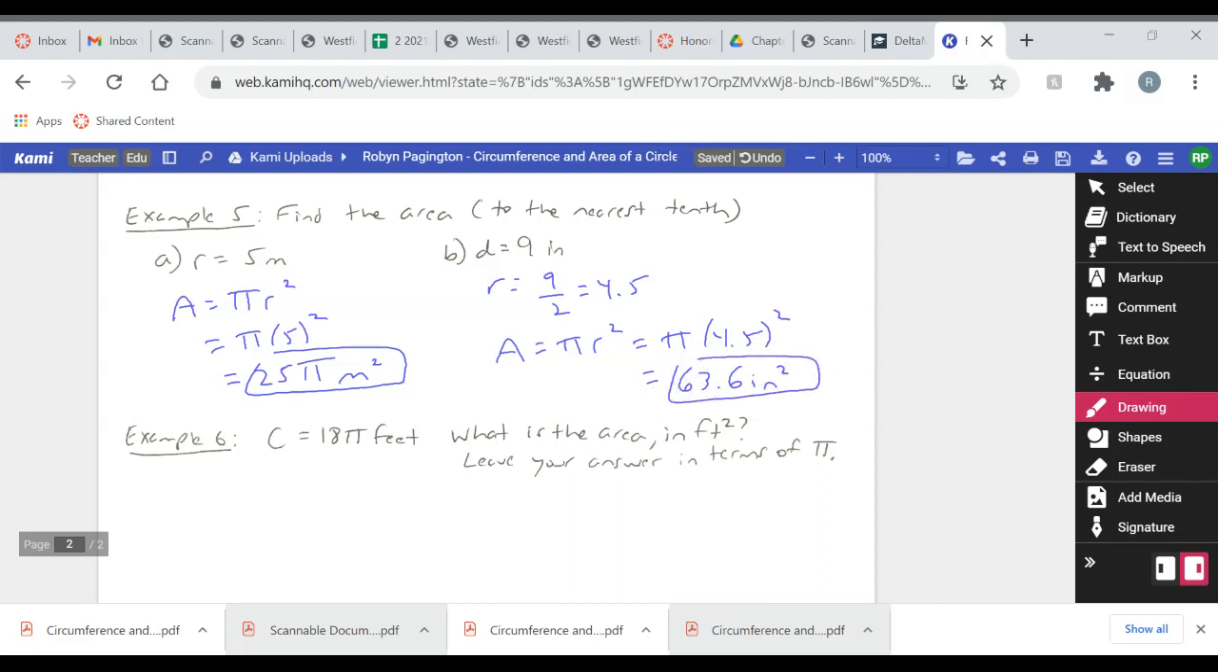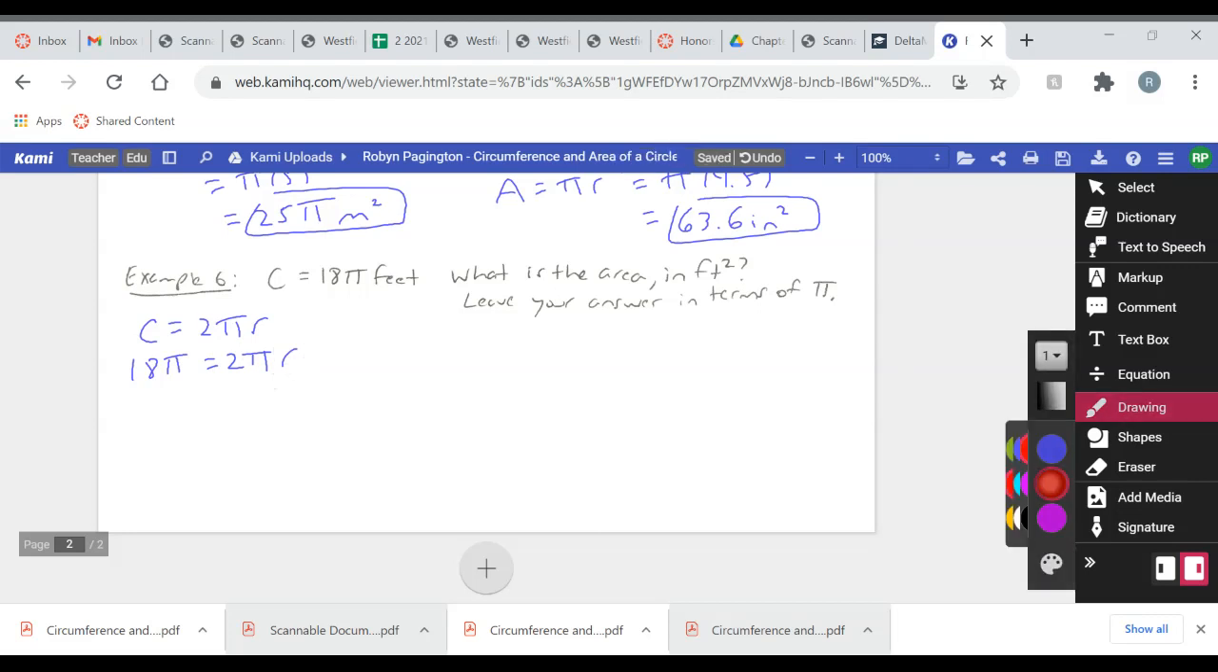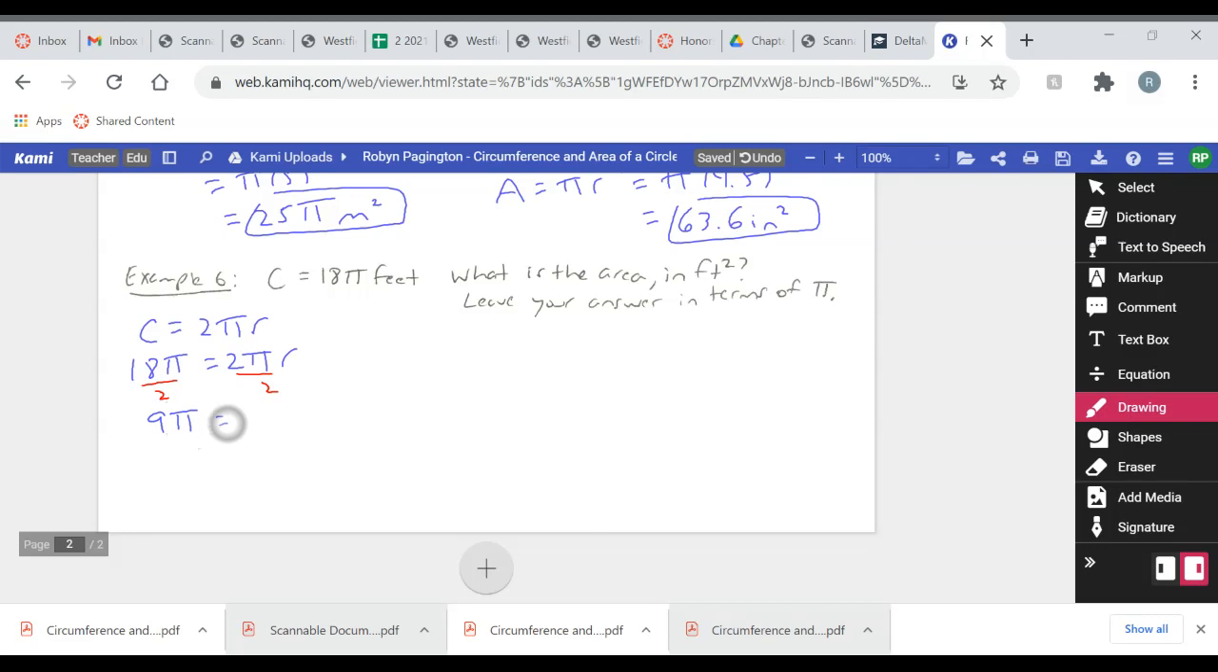Okay. And then the last example we have here is if they give me the circumference, they can ask for the area. So in this case, just pay attention. What are they giving me? What am I trying to find? Here's my circumference formula, 2 pi r. I know the circumference is 18 pi. So substitute that in. And from here, I can go ahead and divide by 2 on each side, which gives me 9 pi. I can go ahead and divide by pi on each side. And I get r equals 9.